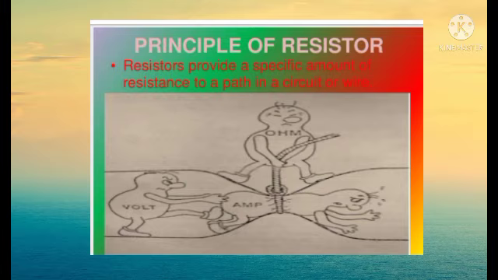Let's see the diagram. In the diagram, we have voltage, current and ohm, that is resistance. So voltage is giving the current but the resistance is opposing the flow of current. So this is the basic working principle of a resistor.